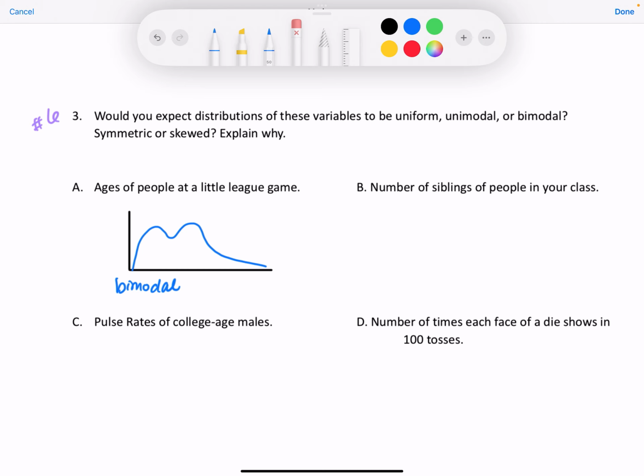So what else do we notice about this? It's skewed. It's skewed because the tail is definitely going to the right, a right skew. So what would make it symmetric? If it looked the same on both sides.